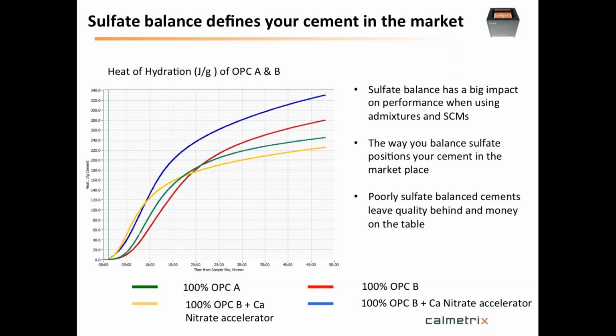Whereas for the cement B, you can clearly see that from the red curve to the blue curve, you get an improvement by addition of the accelerator on total heat of hydration. And so what does this mean? This does not mean necessarily that one cement is bad and the other one is good. What it means is that a cement with a certain sulfate balance might be meant for certain applications and not others.